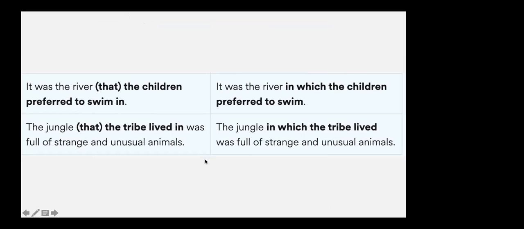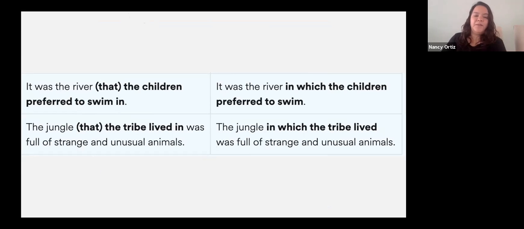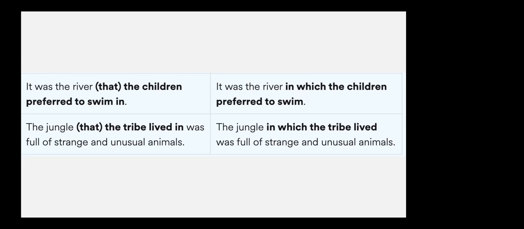It was the river that the children preferred to swim in. It was the river in which the children preferred to swim. Okay, very good. Mildred and Constanza? The jungle that the tribe lived in was full of strange and unusual animals. The jungle in which the tribe lived was full of strange and unusual animals.